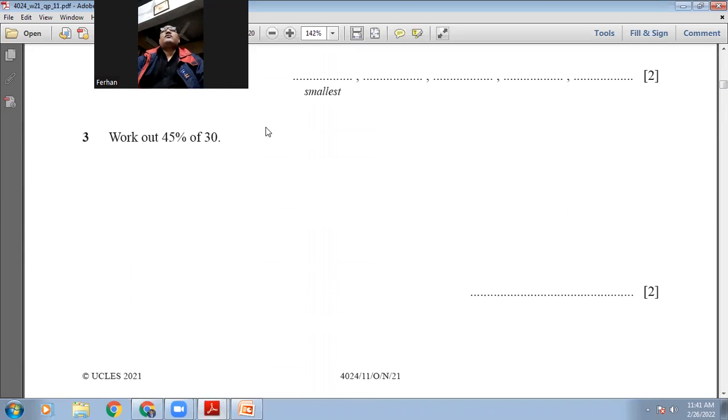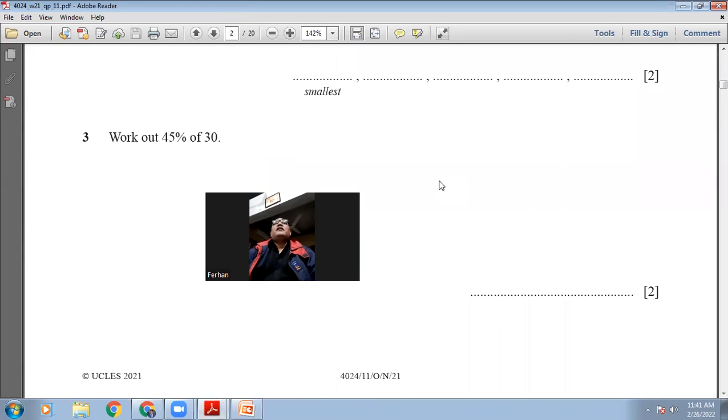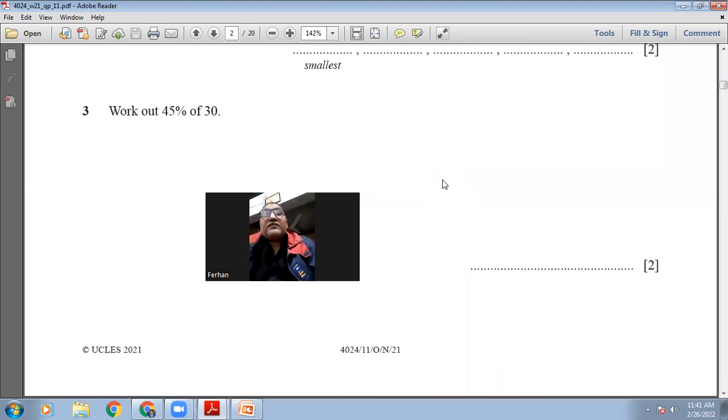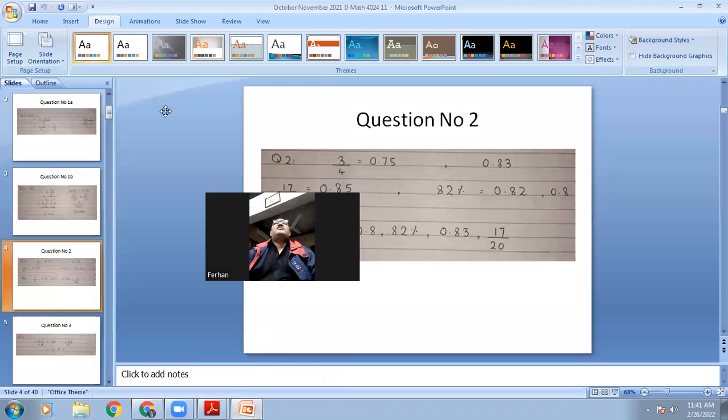The question number 3 coming up on your screen. It says work out 45% of 30. 45% of 30 means 45 divided by 100 multiplied by 30. So let me show you how this is done with the technique.